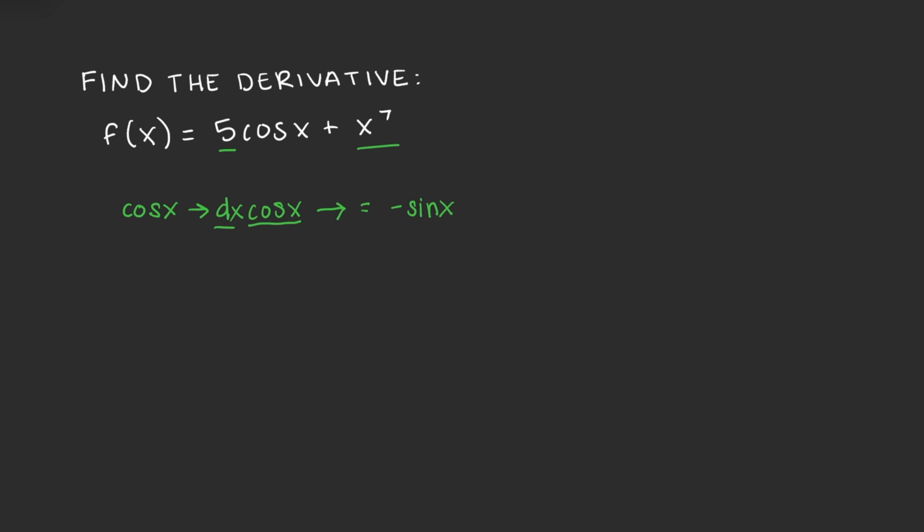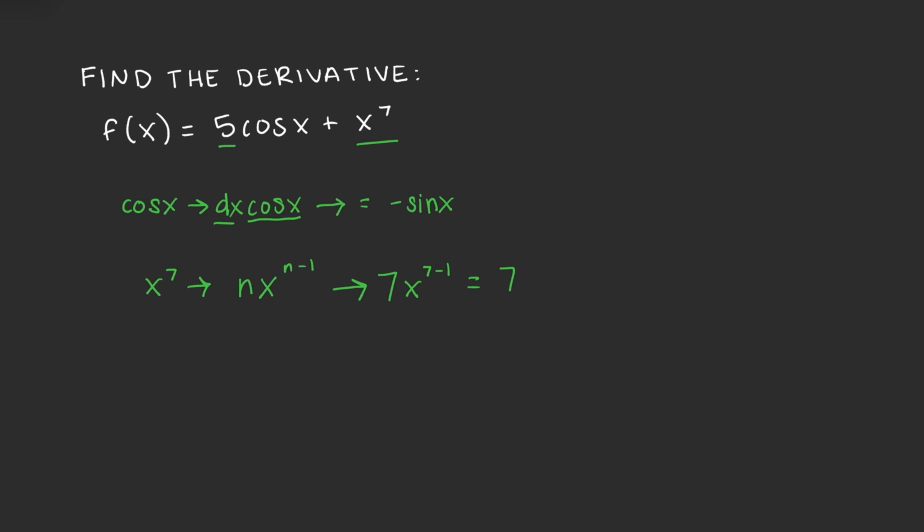So now let's move on to our final part, the x to the 7th power. And the formula that you use for exponents like this is n x to the n minus 1, our n being the 7, right? So if we plug in our 7, we'll get 7x to the 7 minus 1. So 7 minus 1 equals 6. So our final derivative for x to the 7th power would be 7x to the 6th power.